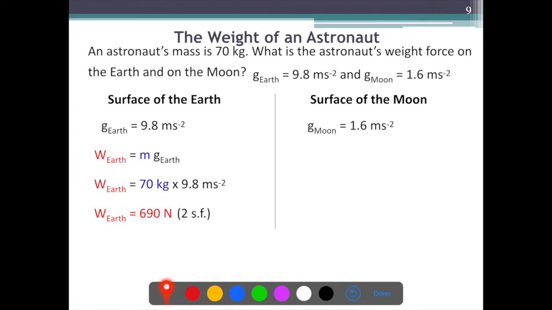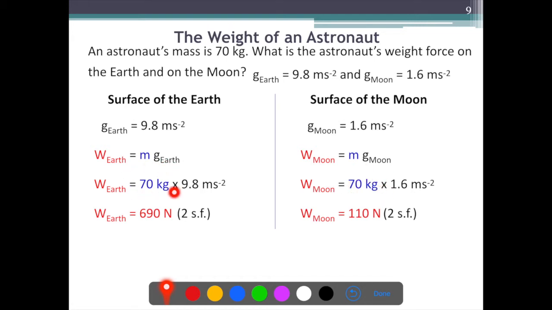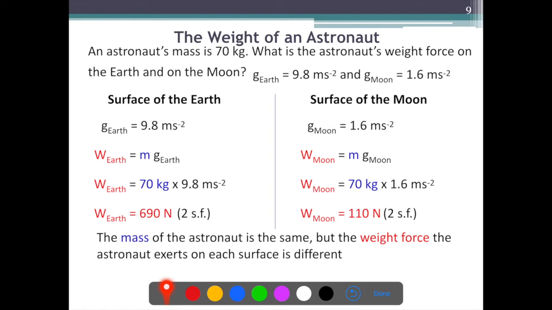On the surface of the Moon, where g is 1.6 meters per second squared, you do the same calculation except that g is now 1.6 meters per second squared. The mass is still the same. And so the weight will be different and it's 110 newtons. So notice that even at different locations, the mass is the same. It's always 70 kilograms, but the weight is different and it depends on the location of the object.